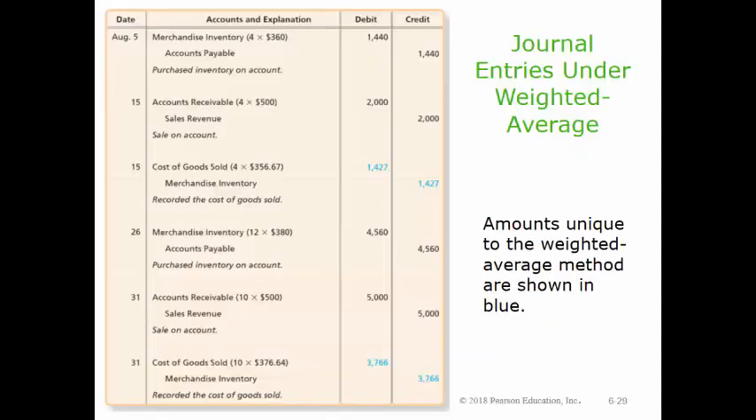For the journal entries on this slide, assume all purchases and sales of inventory are on account. The amounts unique to the weighted average method are shown in blue for emphasis. On August 5th, Smart Touch Learning purchased $1,440 of inventory and made the first journal entry. On August 15th, Smart Touch Learning sold 4 tablets for $500 each. The company recorded the sale, $2,000, and the cost of goods sold, 4 units at $356.67, or $1,427. The remaining journal entries, August 26th and 31st, follow the same procedure.